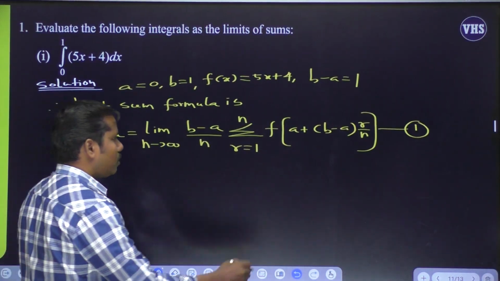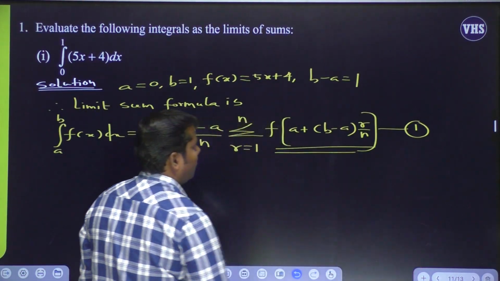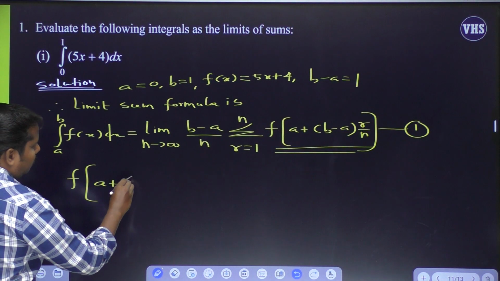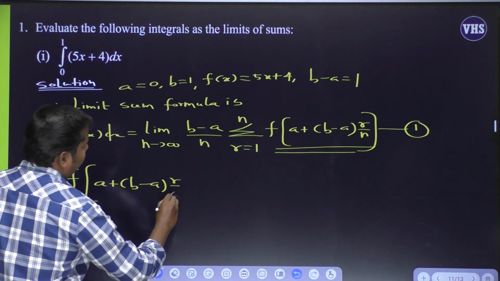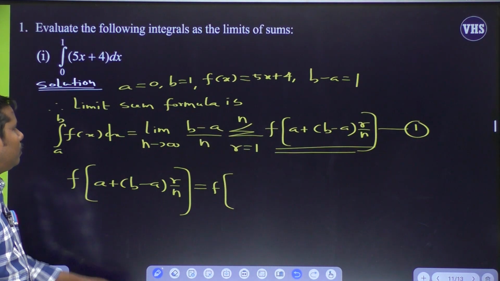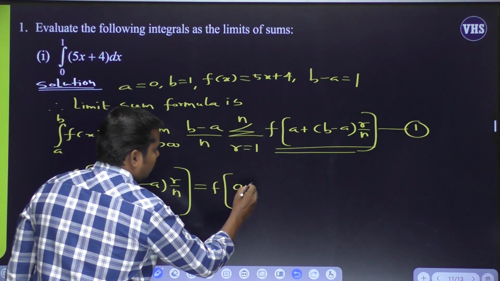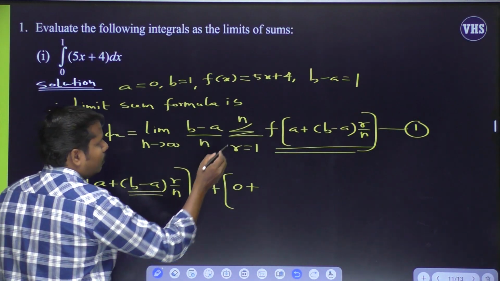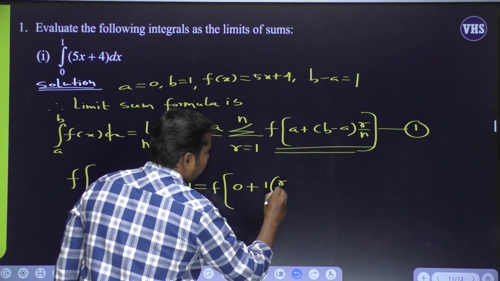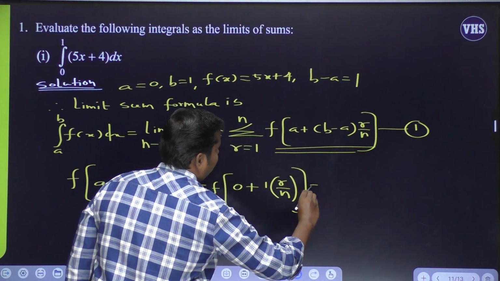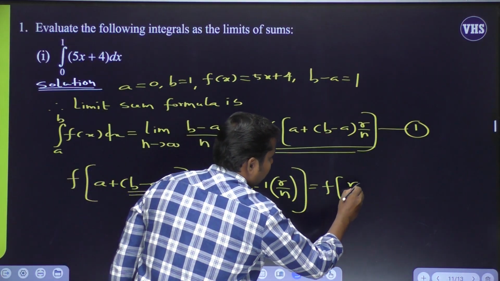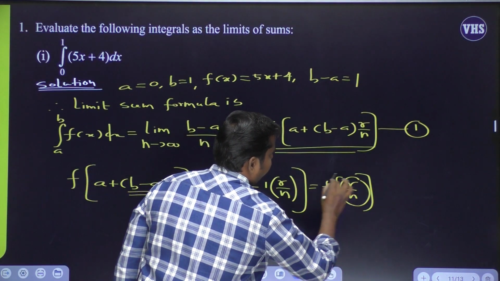Next, what should we compute? You should focus on this part. Consider f of a plus b minus a into r by n, which is equal to f of, what is our a here? a value is 0, plus b minus a. What is our b minus a? 1. 1 into r by n. This is nothing but f of, leave 0, 1 into r by n, r by n.